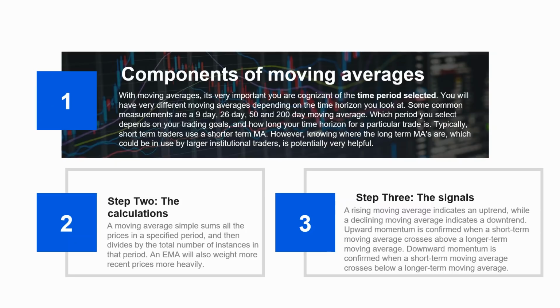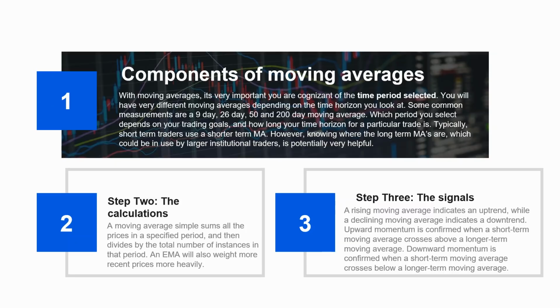A couple of highlights here. Some of the common time frames folks look at are a 9-day, 26-day, 50-day, and 200-day moving average. Certainly if you're trading in a shorter time horizon, I would recommend a shorter time frame on your moving averages. If you're trading a daily or a weekly Nadex contract, for instance, you might want to look at much shorter time horizons on your moving averages.